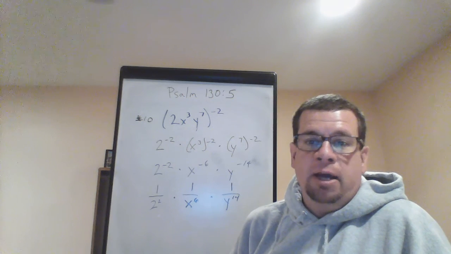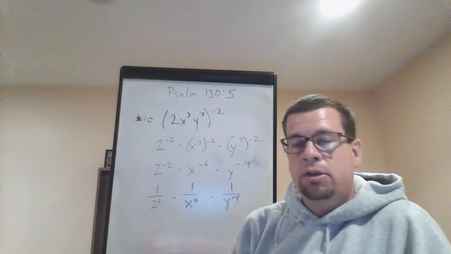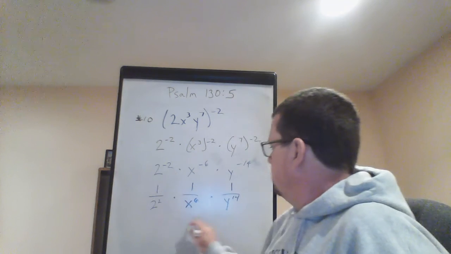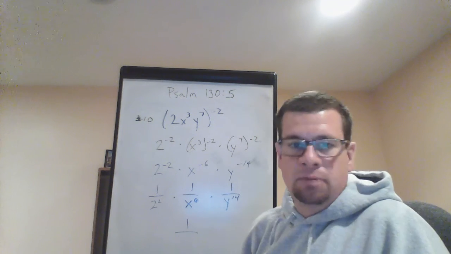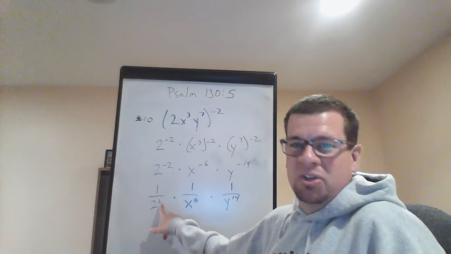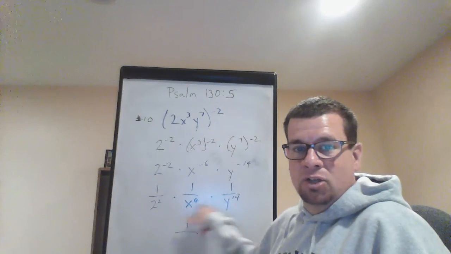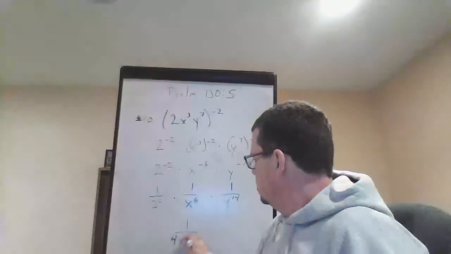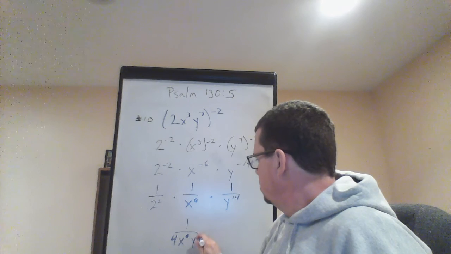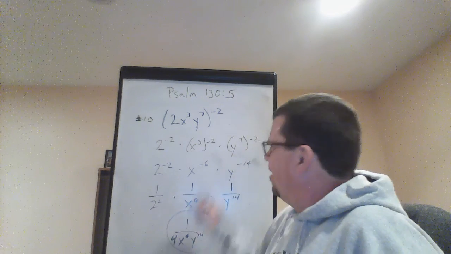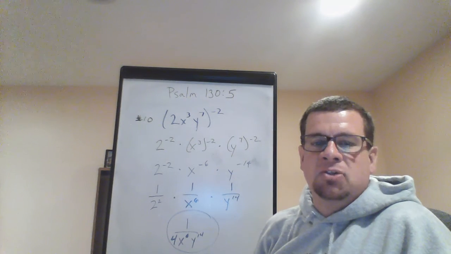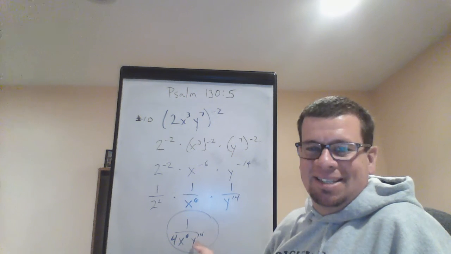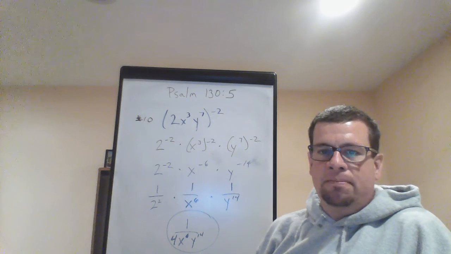So now I'm just multiplying a bunch of fractions. All right, multiply fractions by multiplying the numerators and by multiplying the denominators. So let's do that. 1 times 1 times 1. Well, I think I get 1. And here, 2 to the 2nd is 4. And so if I just multiply these three things, I'm going to get 4 x to the 6th, y to the 14th. And there is that expression in simplified form. 1 over 4x to the 6th, y to the 14th.